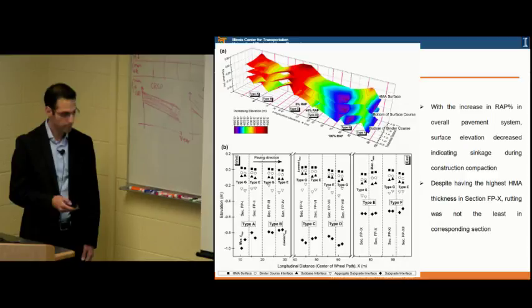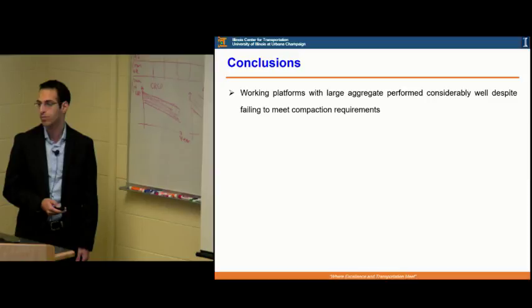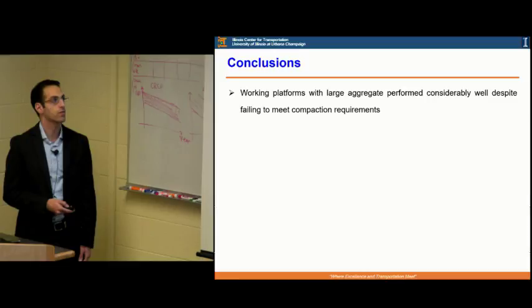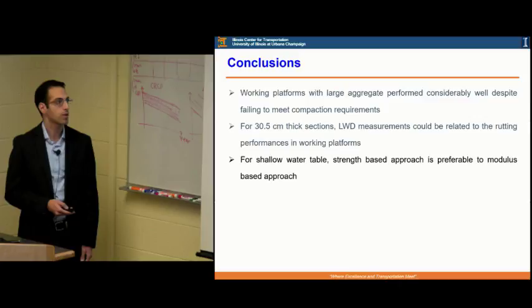Talking about the conclusions from this study, the first thing is that working platforms with large aggregate performed considerably well despite failing to meet the compaction requirements. As we've seen, most of them passed the failure criteria before failing. For the CBR3 thick sections, the lightweight deflectometer measurements could be related to the rutting performance in the working platform sections, which wasn't the case for the CBR1 sections. If we have a shallow water table, however, the strength-based approach is more preferable than the modulus-based approach to evaluate the sections and get the rutting performance, or the permanent deformation performance, of these sections.